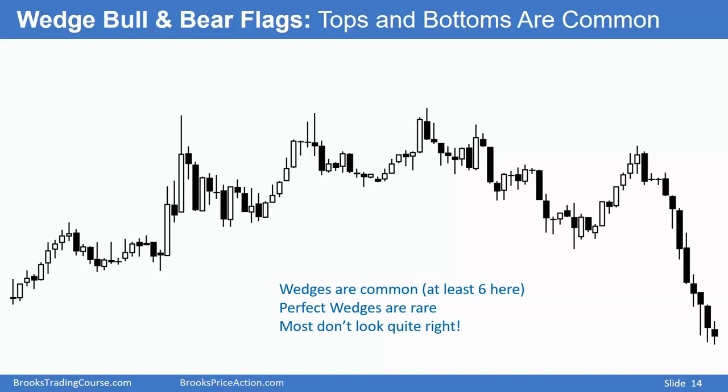Wedges are very common and they're present on all charts, but they're rarely perfect. In fact, most of them don't look like wedges at all. Here we have a wedge bear flag. We can draw a line down here. We can draw a line here. You can say, well, wait a minute, Al, there are only 2 pushes, 1, 2. But yes, however, there's a double bottom.